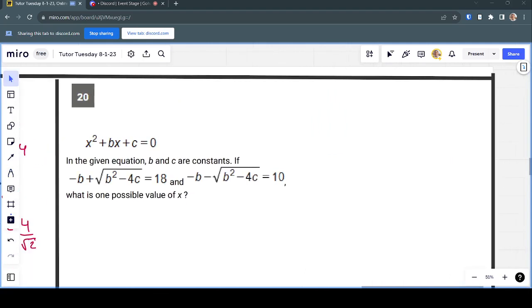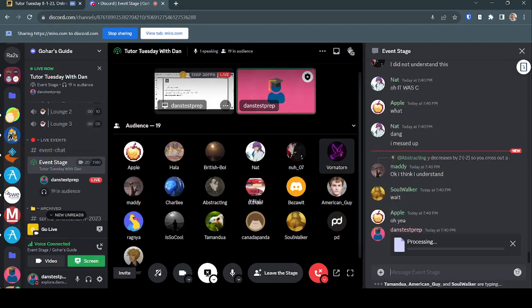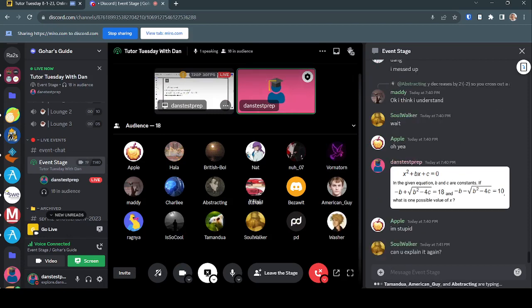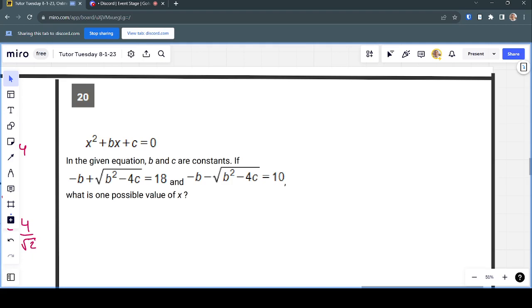And the last one is actually the last in the no calc section. I really like this problem because it's an interesting way to look at a concept that you guys probably already know. See if you guys can recognize what we're talking about, and then I might go back and explain the previous question. But here we have x squared plus bx plus c equals 0, and b and c are constants. If negative b plus the square root of b squared minus 4c equals 18, and negative b minus the square root of b squared minus 4c equals 10, what is one possible value of x?